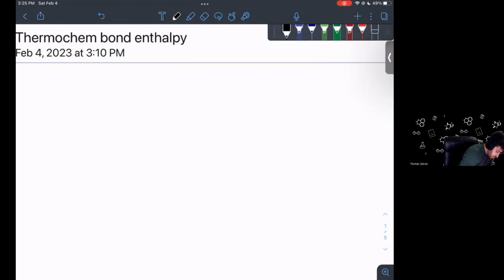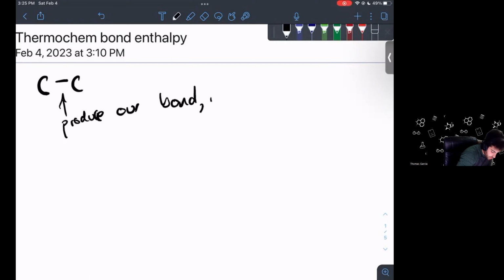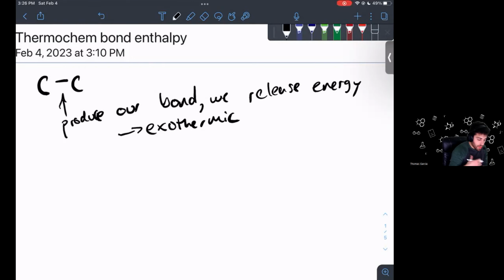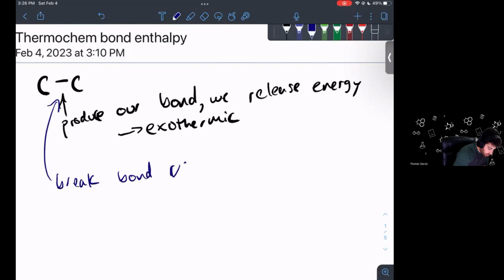So to start us off, when we look at any bond, so maybe a carbon to a carbon bond, to produce our bond, we release energy. This is exothermic. And the opposite, when we break bonds, to break this bond, it uses energy, and that's going to be endothermic.